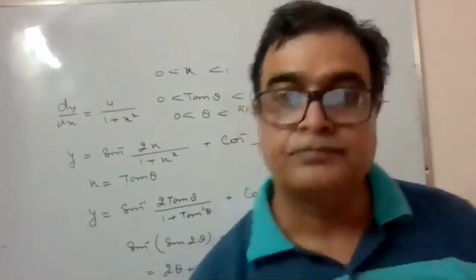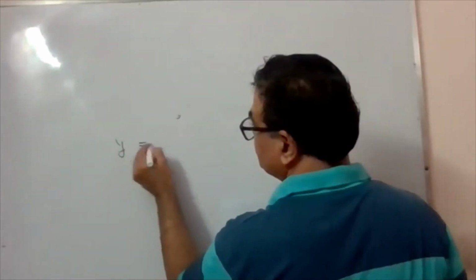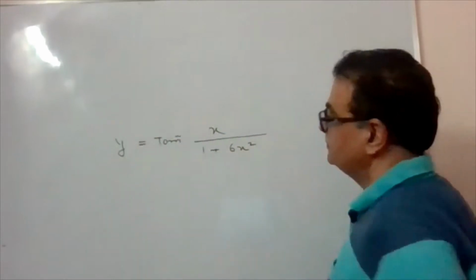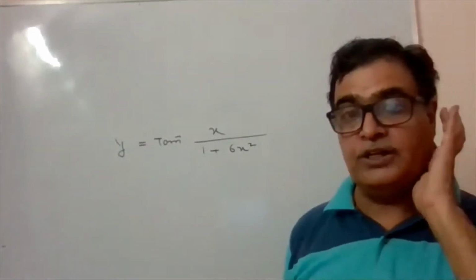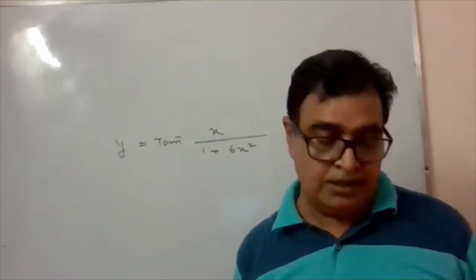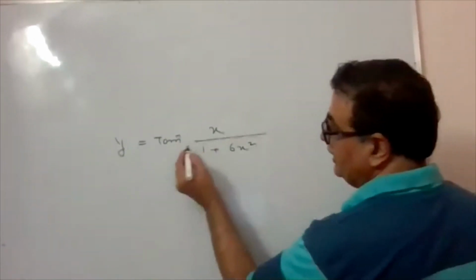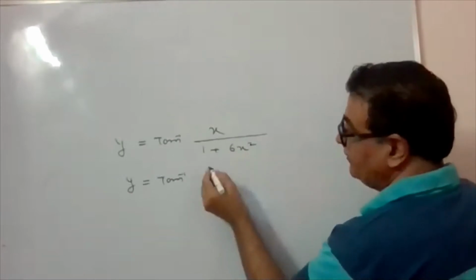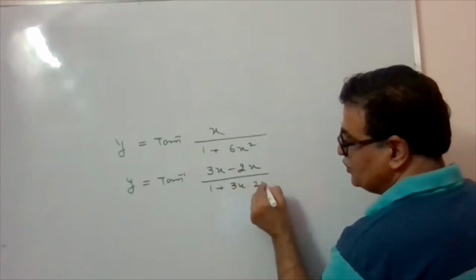Next question, please. y is equal to tan inverse of x by 1 plus 6x square. I have to differentiate this. Now in this question again the tan formula is there, so it's better you start with tan inverse. This is 6x, so I can write this as 3x minus 2x, and here I write 1 plus 3x into 2x.